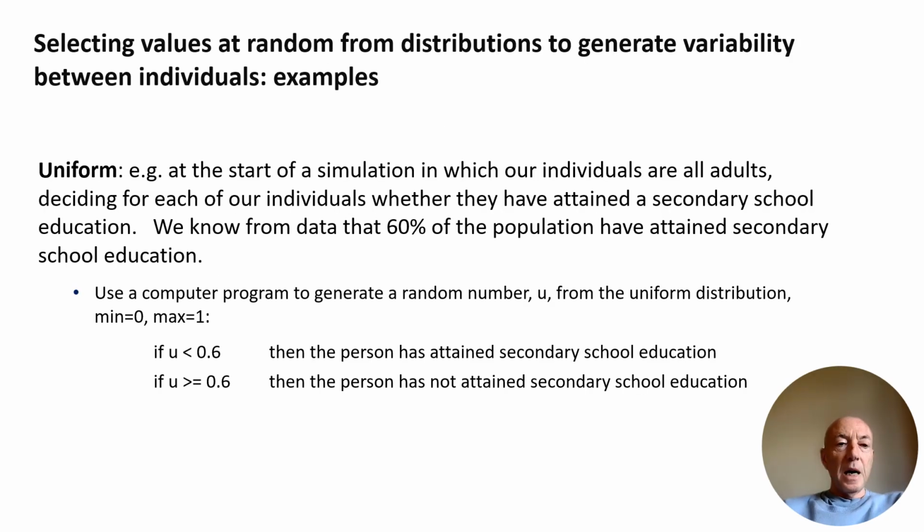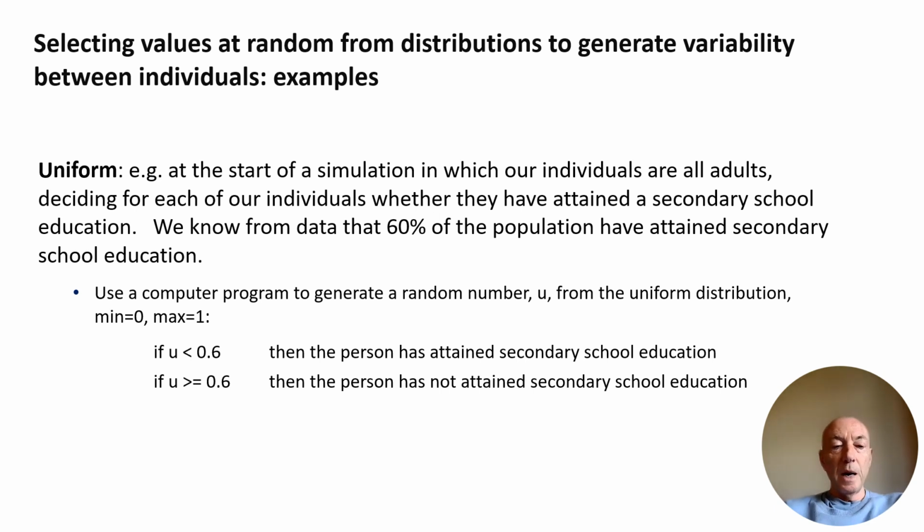So let's think about how we might go about selecting values at random from distributions to generate variability between individuals in our model. So for example, using the uniform distribution, let's say we're doing a simulation in which our individuals are all adults. And we want to decide for each individual at the start of the simulation whether they have attained a secondary school education. Now, we know from data that 60% of the population have attained secondary school education.